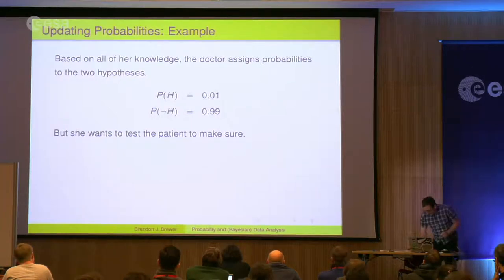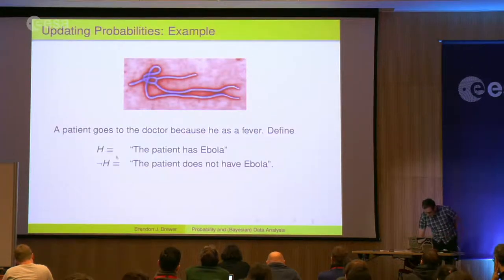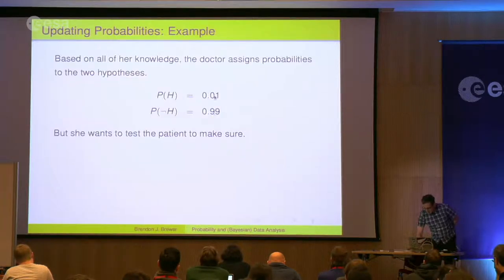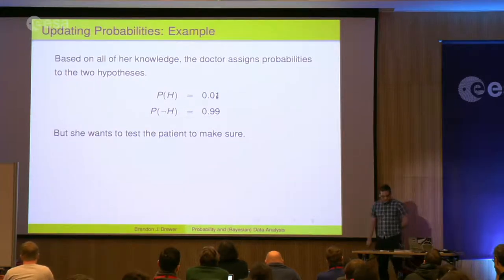And in this context, I think it makes sense to assign a low prior probability that the patient has Ebola. And for argument's sake, I'm just going to give it a value of 0.01.